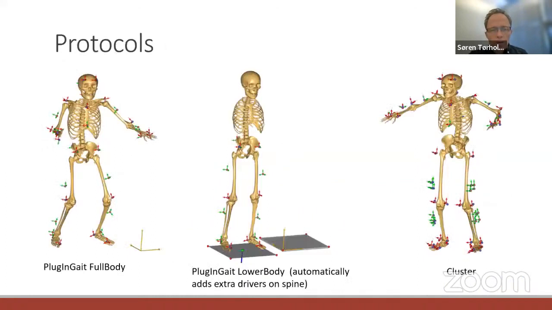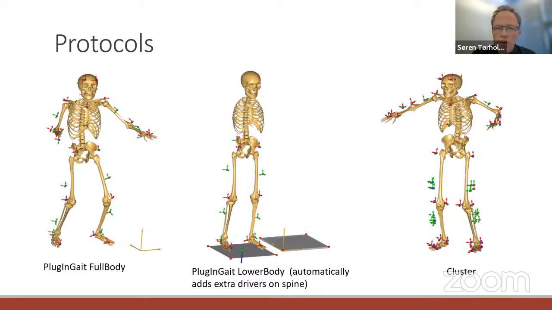So the protocols that are being used by all these models is the plug-in gait protocol. This is part of this model library, and you can enable it with a switch. With a one-line statement, you get this protocol. And there is the plug-in Gait lower body protocol, that can be enabled using a switch.